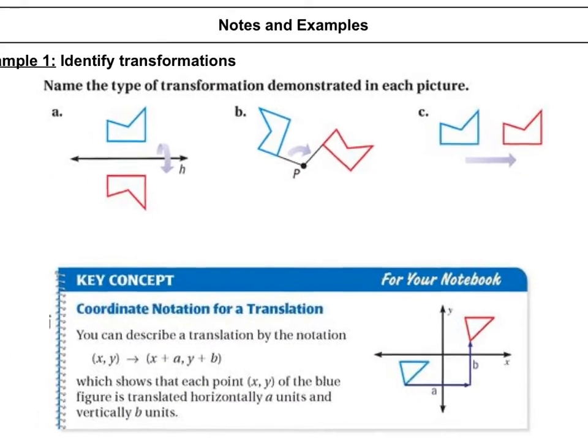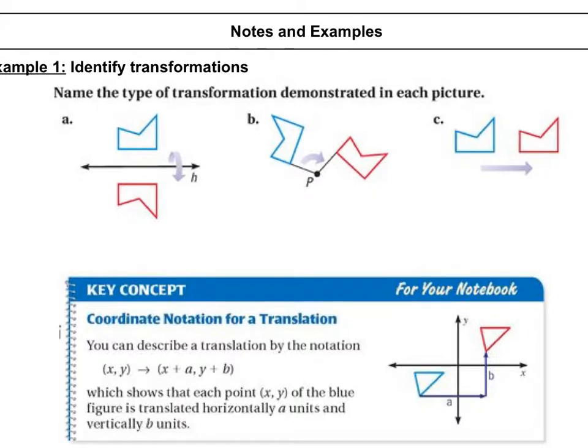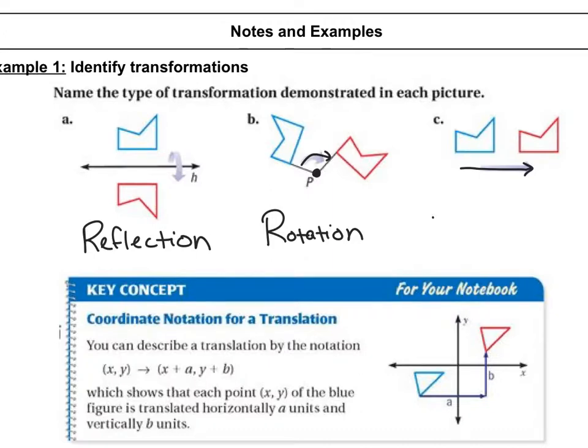So the first thing we're going to do is just go back and talk about what kind of transformations we have. In this first one here, when it flips its shape, it is a reflection. When it moves about a center point like this does, that is a rotation. And when nothing really changes, it just looks like it moves from one spot to the next, this is known as a translation. So there's special coordinate notation that we use for each one of these transformations.